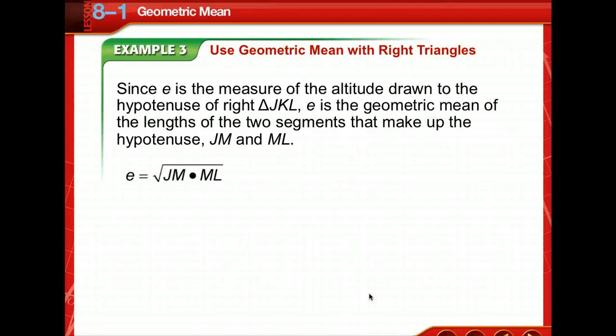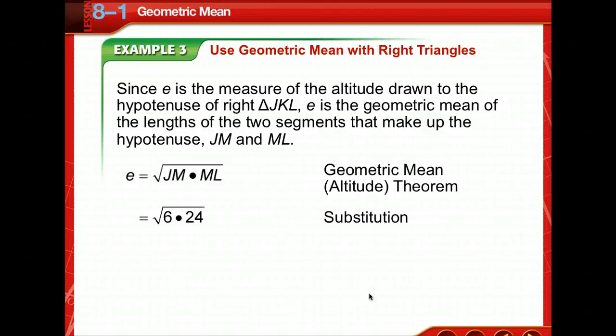Okay, so first of all, E is the altitude, it's the measure of the altitude, so it's the square root of JM times ML. So pause for a moment and go back and look at your sketch. See that E is equal to the square root of JM times ML. Then we're going to substitute the numbers in. JM is 6 and ML is 24. So 6 times 24 is 144 and the square root of 144 is 12. So that's the geometric mean altitude theorem in use.